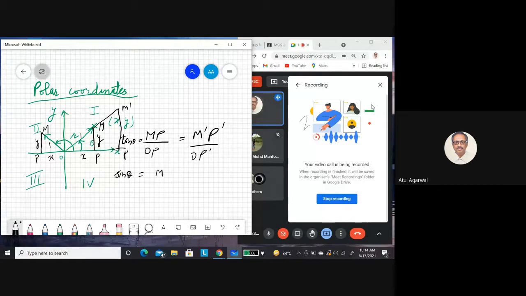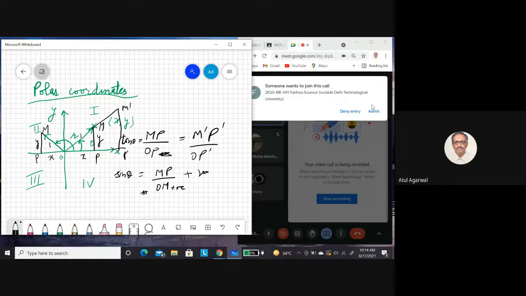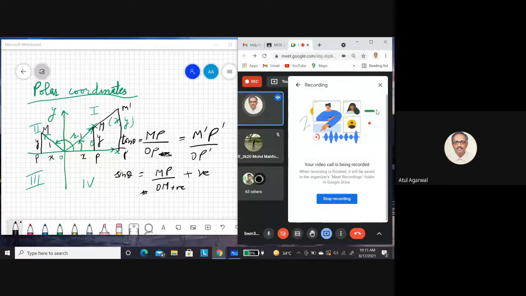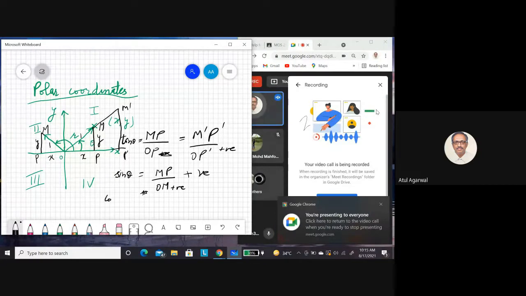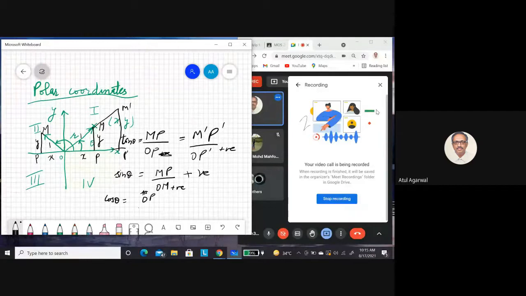Here you take the length of the perpendicular, MP, upon the length of the ray, OM. Now you see the ray length is always positive. So it is the length of a line. And MP here is positive. So sine theta is positive in the first quadrant. Tan theta, in the first quadrant, is positive because both perpendicular and base are positive. Similarly, cos theta is defined as base upon the hypotenuse or the length of the ray OM, which is always positive, so it is positive in the first quadrant.